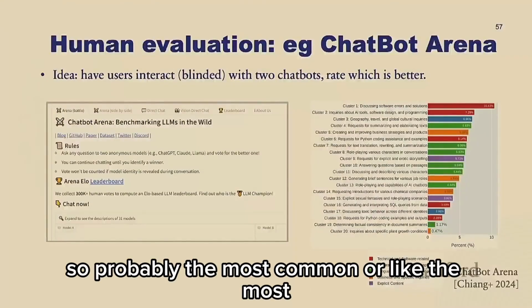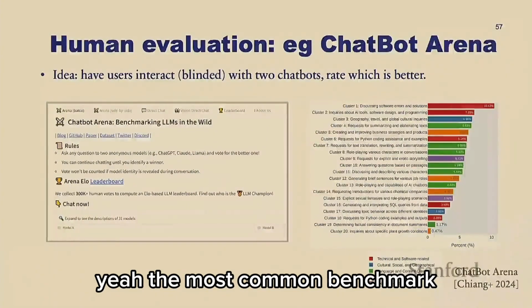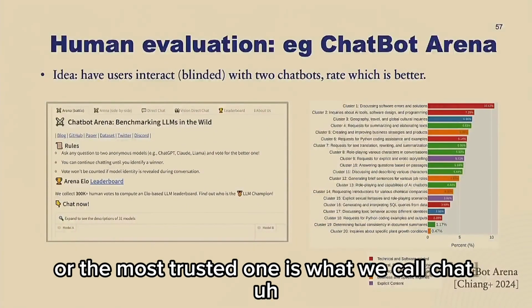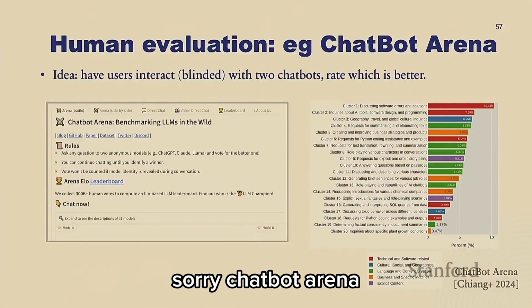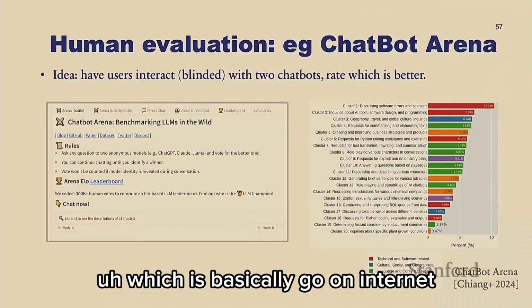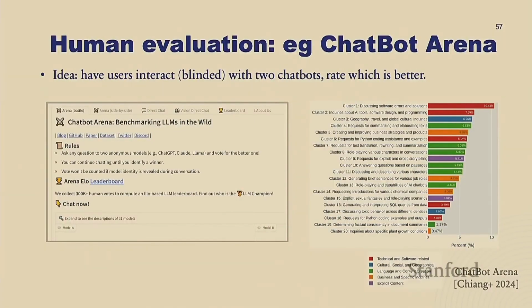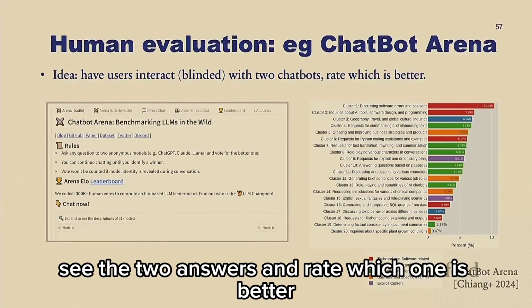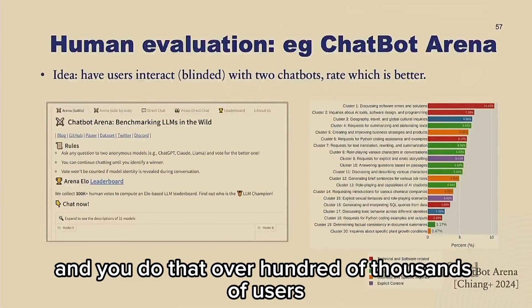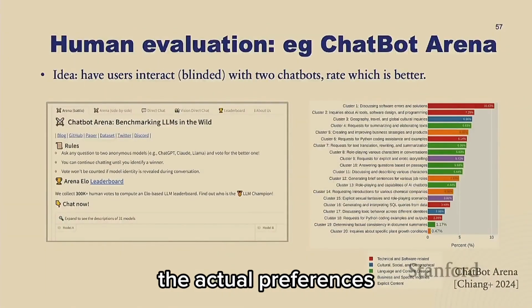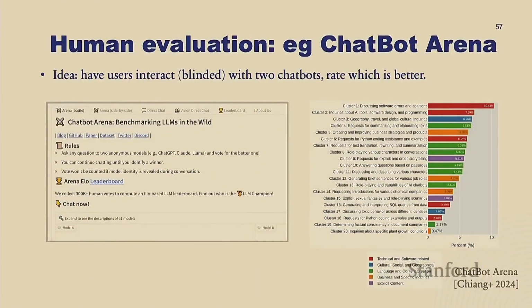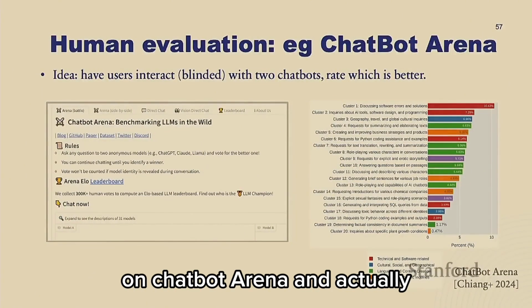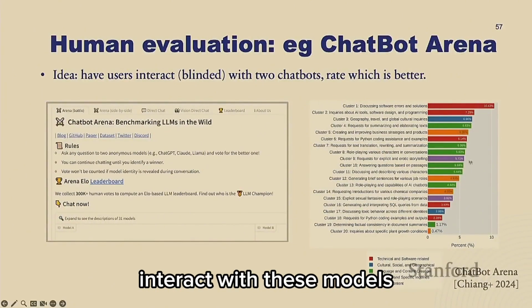Okay, so probably the most common, or the most trusted benchmark, is what we call Chatbot Arena. Which is basically: go on the internet, have random users blindly talk with 2 chatbots, ask many questions, see the 2 answers, and rate which one is better. And you do that over hundreds of thousands of users, and then you get the actual preferences and you get rankings of models. So you can go right now on Chatbot Arena and actually interact with these models.